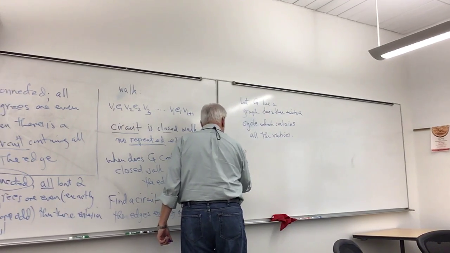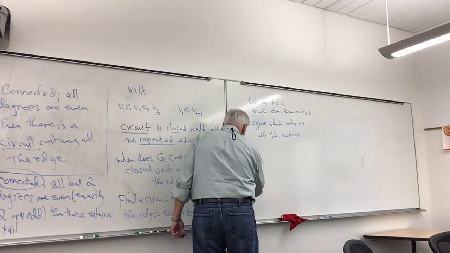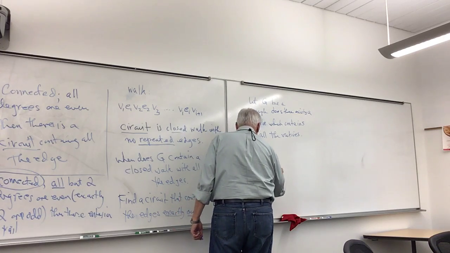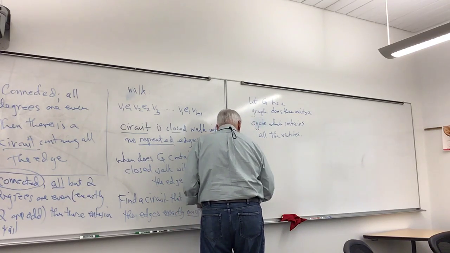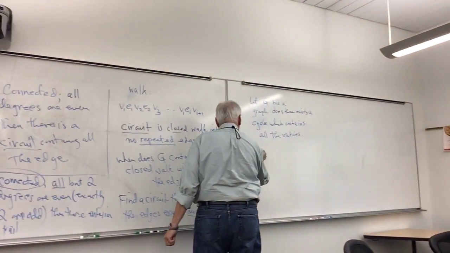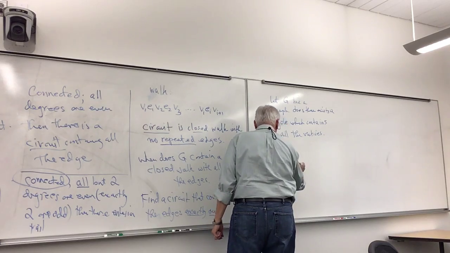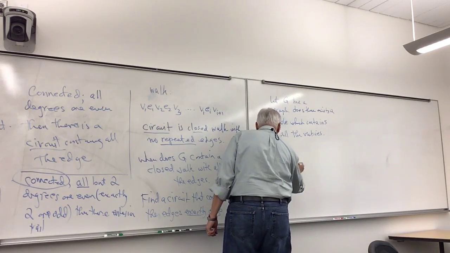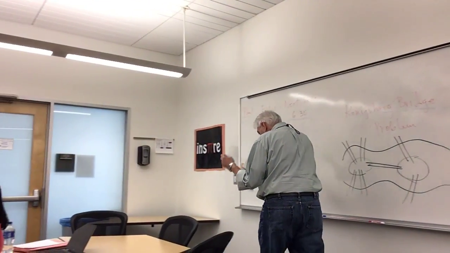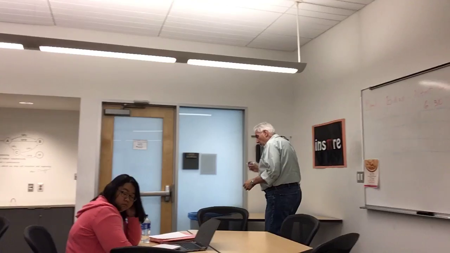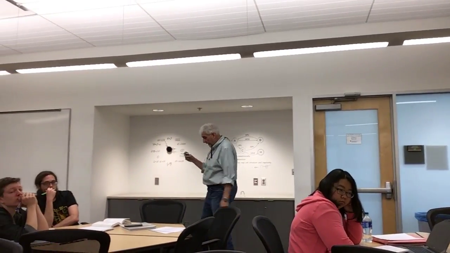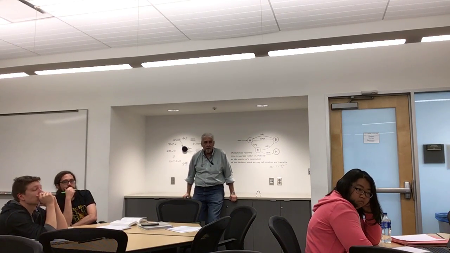Okay, let's see. I want to try and make one that's not. Let's try it. It's pretty hard. All right, let's start with something pretty simple. There's a K5. So I want to find a closed path. No vertex is repeated, no edge is repeated. I start and end at the same point, and it contains each of the vertices of the graph.